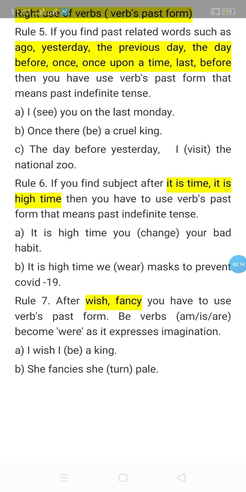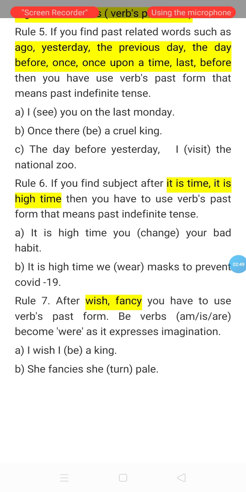B. It is high time we wear masks to prevent COVID-19. Here you find it is high time, and you have to use the verb's past form of wear because you have we as subject after it is high time, so the answer will be wore, W-O-R-E. Wore is the past form of wear. So students, if you find it is time and it is high time and a subject after these two phrases, then you have to use verb's past form.